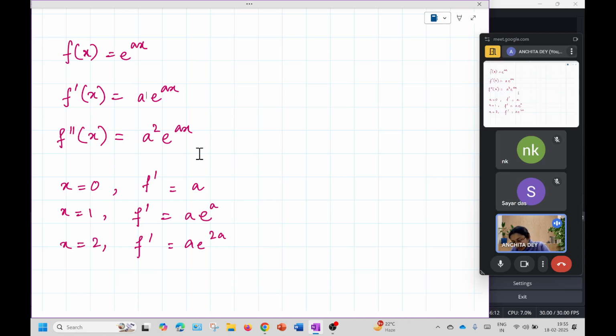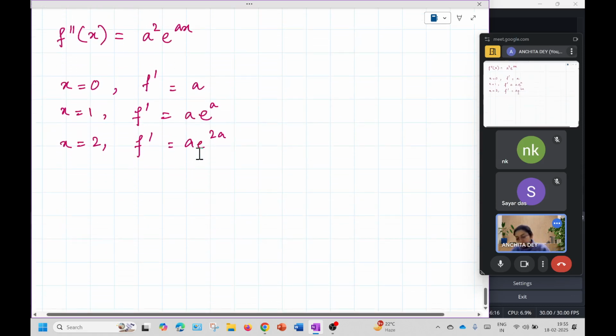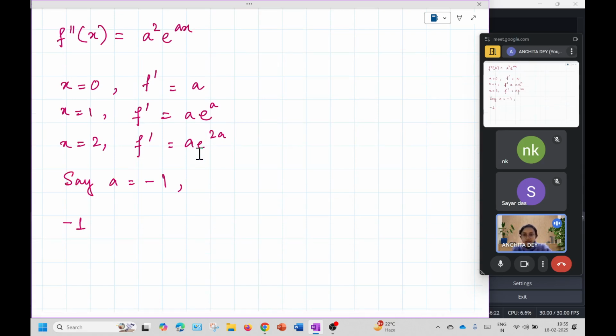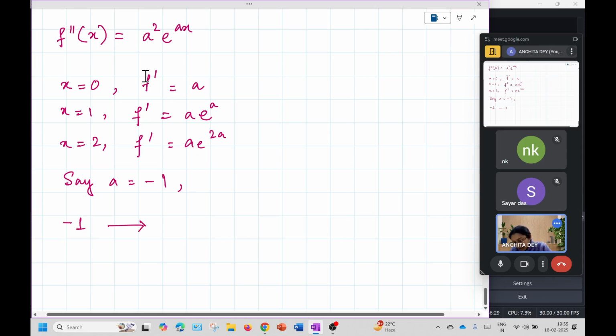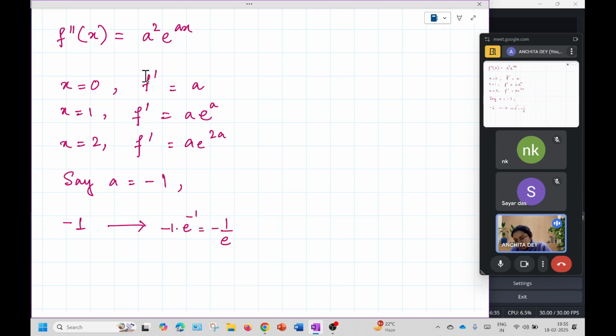Say a is equal to minus 1. I'll just consider some simple examples. Then the first value we have is minus 1 for x equal to 0. We first have f dash equal to minus 1. Then it becomes minus 1 into e to the power minus 1, which is simply minus 1 by e. Then it becomes minus 1 by e square, minus 1 by e cube, and so on and so forth, right?